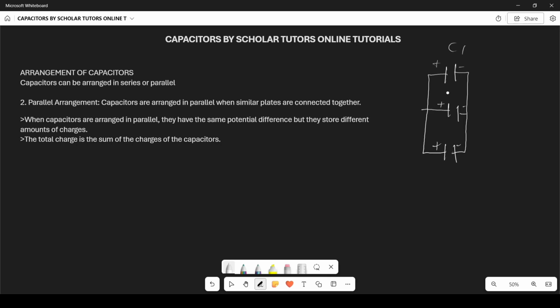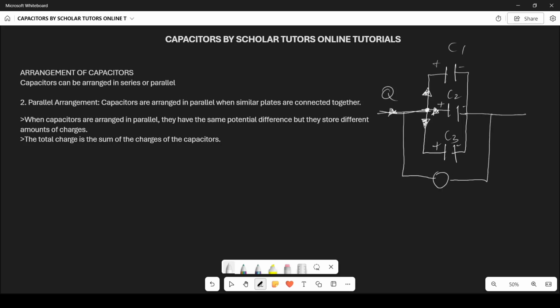And what happens in this case is that the charge flowing through the capacitors splits. If Q is coming, you have Q. When it gets here, it splits in three directions. The charge splits. I want you to take note of this, it is very important. The charge splits, but they have a common potential difference. The potential difference remains the same.